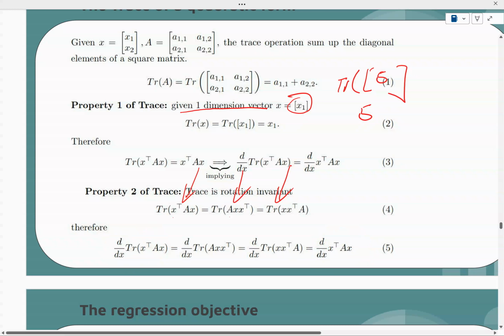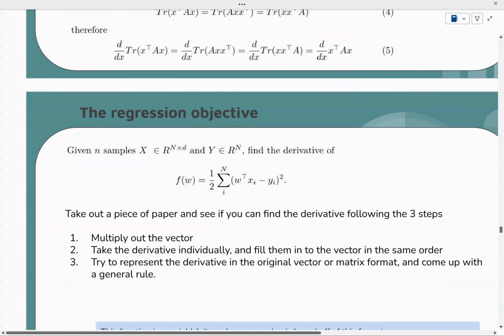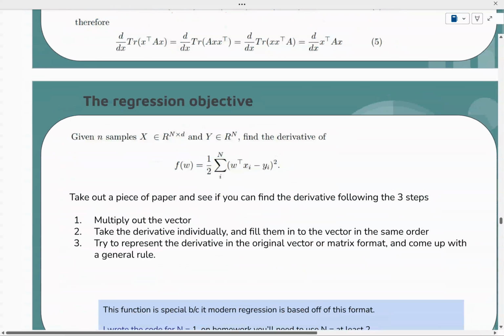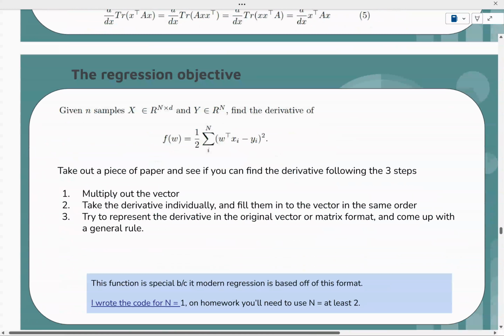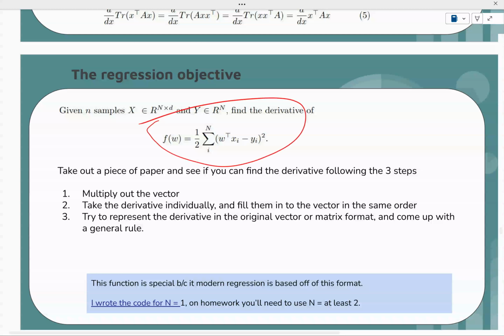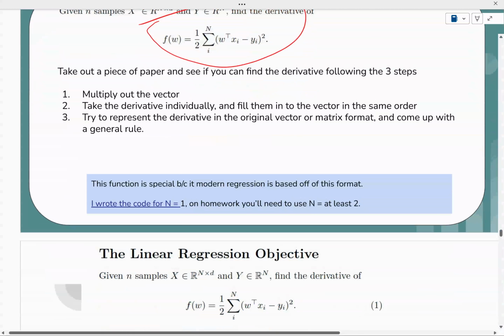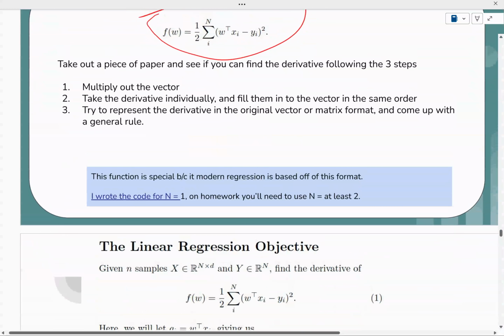Okay. The next one is called a regression objective. This is probably one of the most important objectives that you will need. You will probably take a lot of derivatives of this. So why don't you take out a piece of paper and see if you can do this one. Okay. Hopefully you paused the video. I'm going to continue.